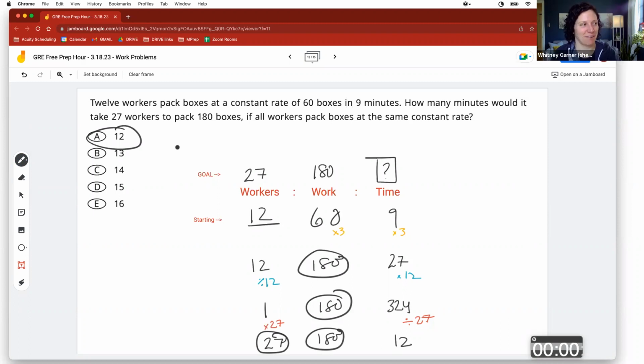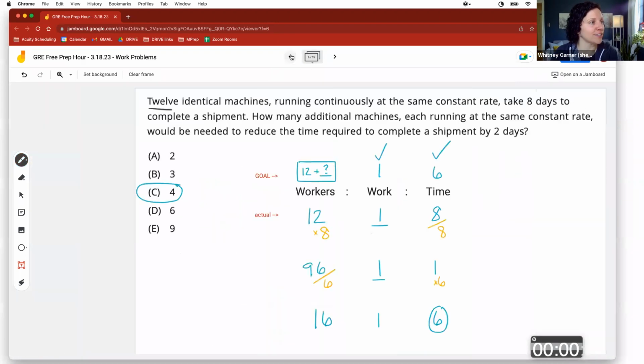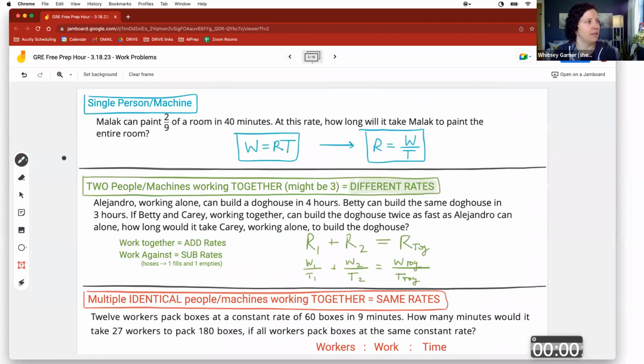Okay. So friendly reminder, here's our little cheat sheet. If we've got a single person or a machine, we're just going to use work equals rate times time, or we might convert it into rate equals work over time. If we're working with 2 machines or people working together, we'd add their rates. So rate 1 plus rate 2 equals their rate together.